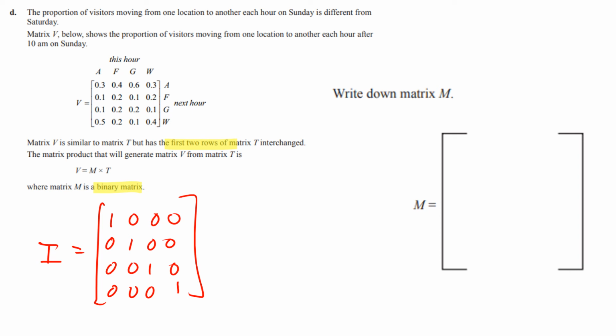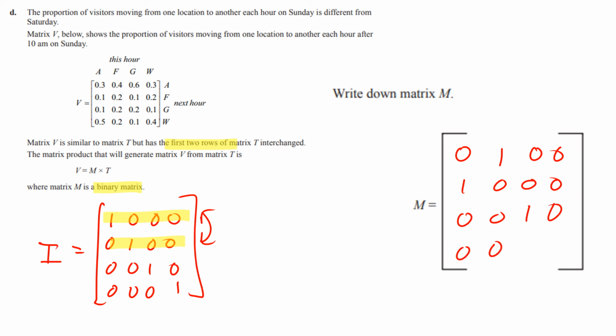We want to swap these two rows. So all you've got to do is swap those two rows. So the matrix was 0, 1, 0, 0, 1, 0, 0, 0, 0, 0, 1, 0, 0, 0, 0, 1. Only 1 in 5 students got that right. That's not great, but that's all you have to do.